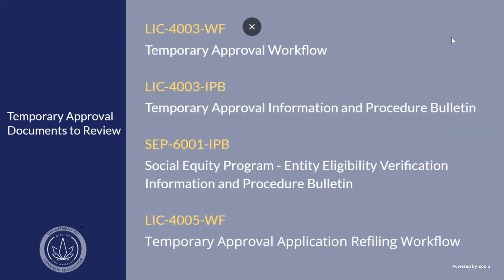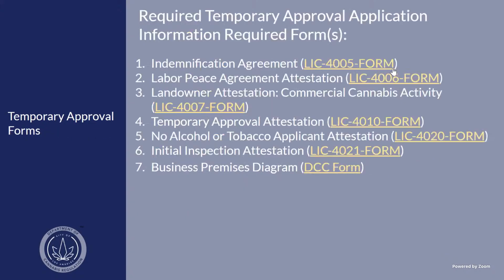A few of the things that folks can use as resources: we've got the temporary approval workflow on our website. We've got the information and procedures bulletin. We've got information about the entity eligibility verification for the social equity program. And we have the refiling workflow, so if a temporary approval record was deemed abandoned and it's eligible for refiling, how general applicants and social equity applicants can go ahead and refile.